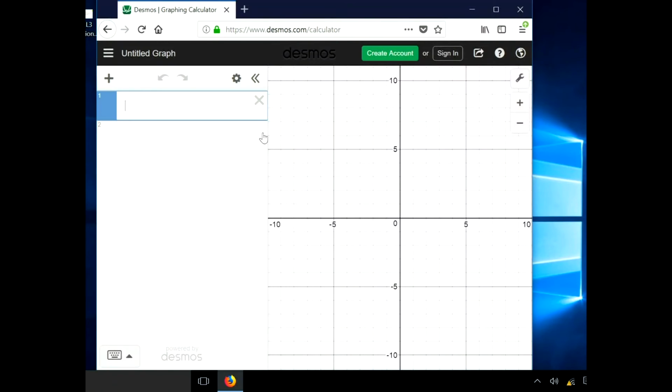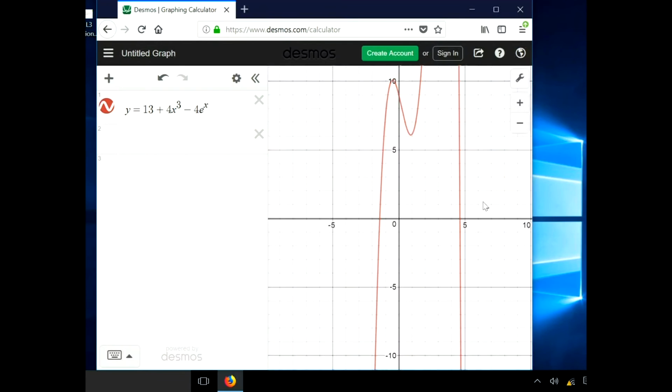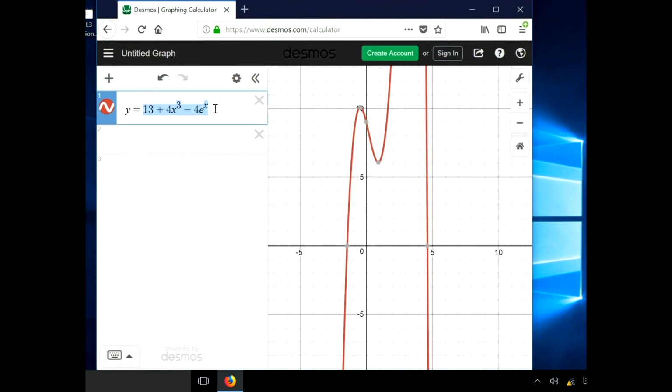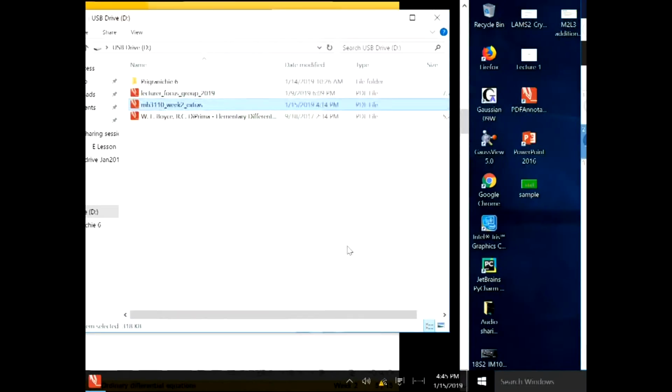Now, in order to solve the inequality 13 plus 4x cubed minus 4e to the x is bigger than 0, I'm going to just graph the function 13 plus 4x cubed minus 4e to the x, and we see that it is positive on this interval, from minus 1.445 until 4.63 or something like that. In any case, you can even graph this in Desmos. So this is the interval on which the solution of our differential equation is defined, right?